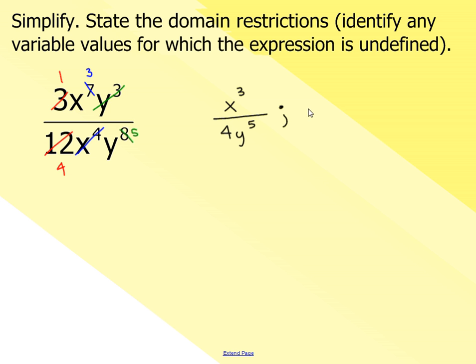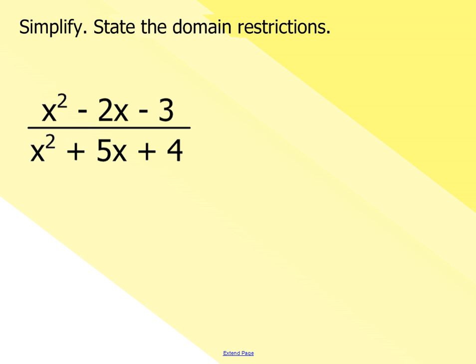So in this case, x is not allowed to be 0, and y, for the same reason, is not allowed to be 0. So this is your final answer. You have your simplified rational expression and your domain restrictions. So this was a monomial divided by a monomial. Next we're going to look at a trinomial divided by a trinomial.